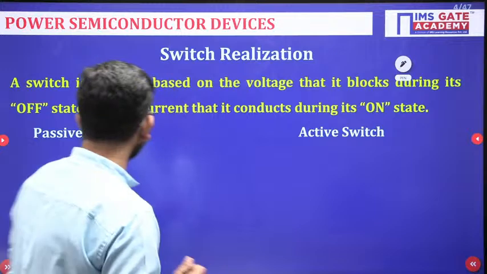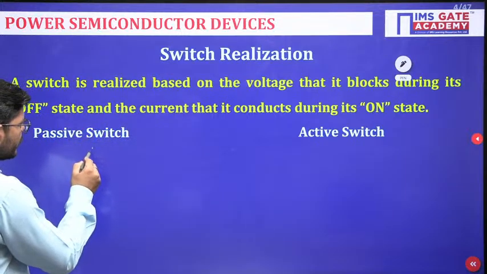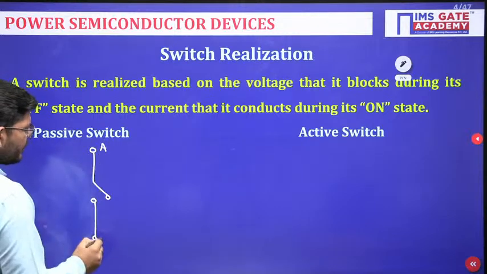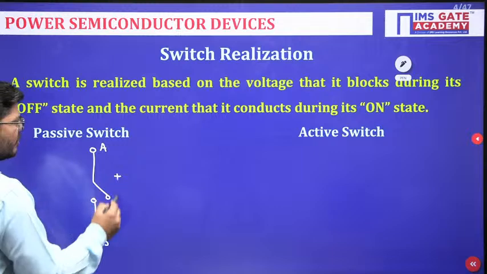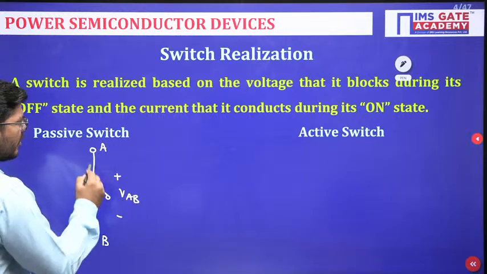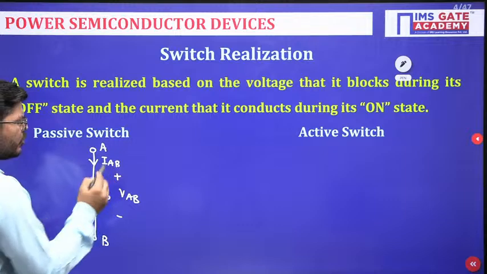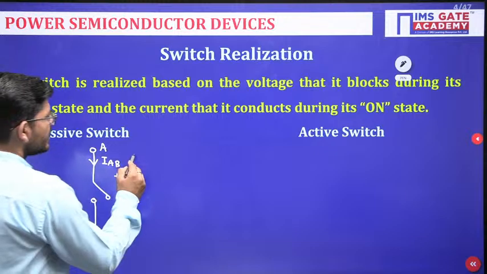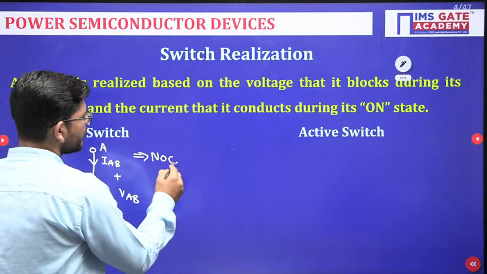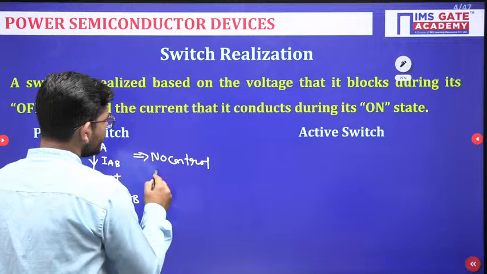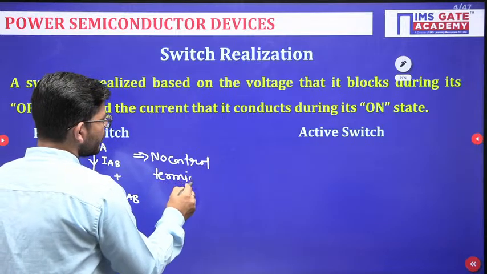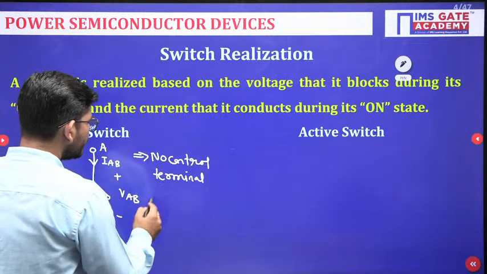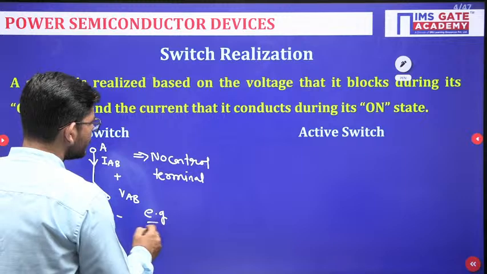Now you should also know about active and passive switches. What do you mean by passive switches? Just see this particular switch which I am making here. We have only 2 terminals here, and here is the voltage applied, and this is how the current will flow when the switch is conducting. Do we have any control terminal? No. When it comes to passive switches, there is no control terminal present, so their operation is uncontrolled.